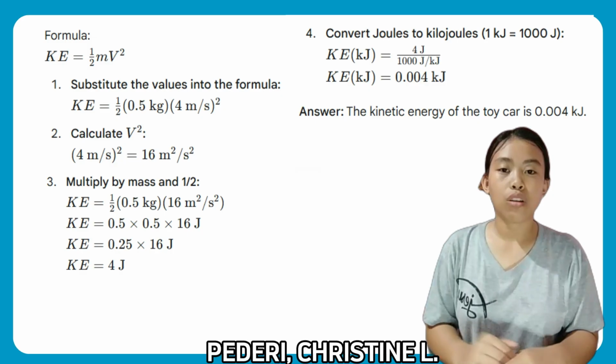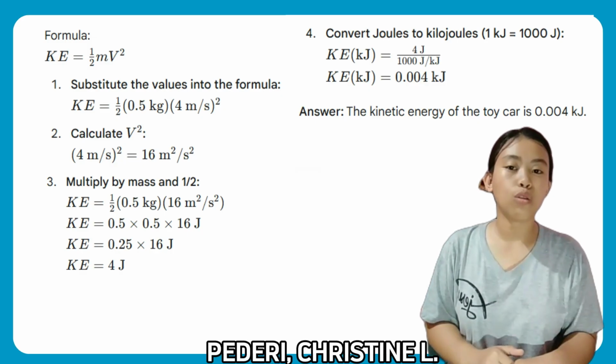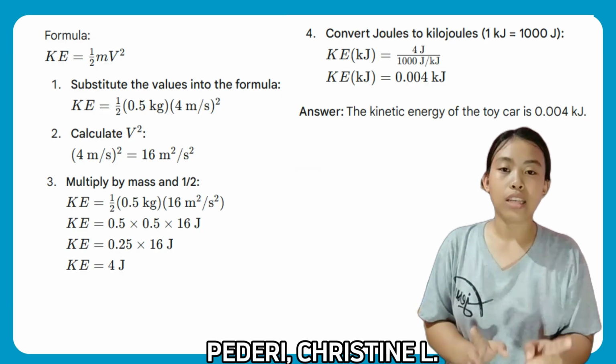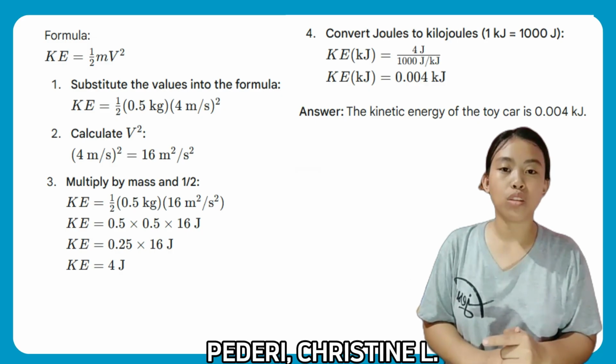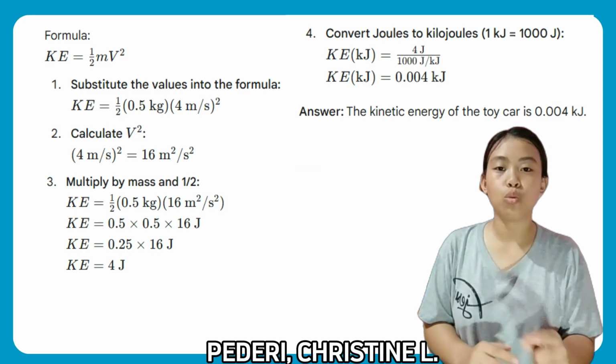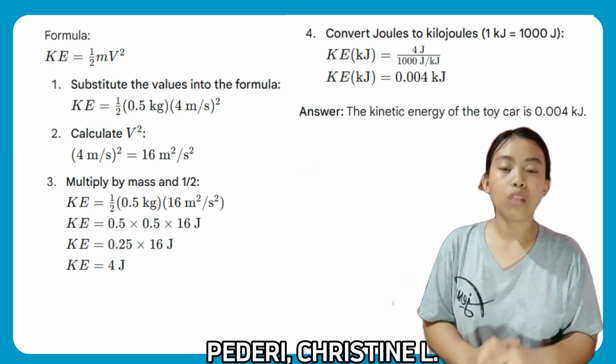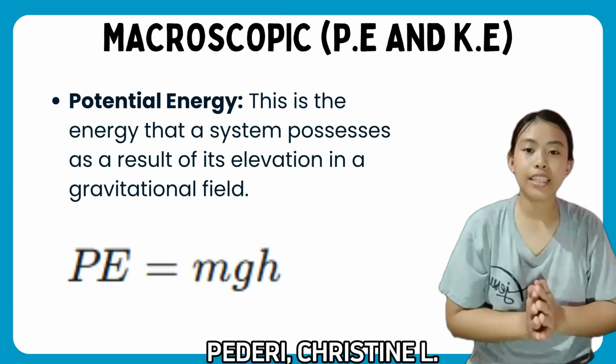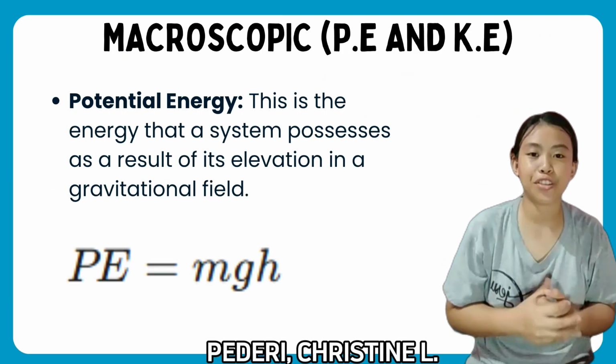Next thing we do is to convert the joules to kilojoules. So let's have this. 1 kilojoule is equal to 1000 joules. So 4 joules is divided by 1000 joules per kilojoule. Kilojoules. Now let's move on to potential energy.